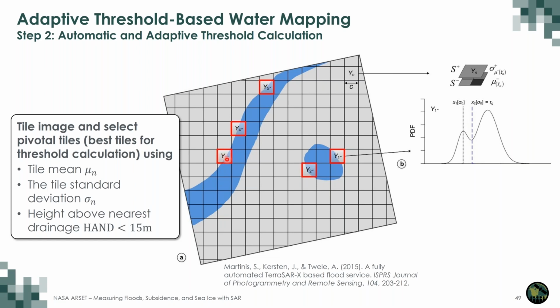We can then, for each of these tiles, find a best separating threshold between the water mode and the land mode. We get, for instance, 5 such thresholds from this technique, and we then end up averaging those 5 thresholds to get a final threshold for a scene.